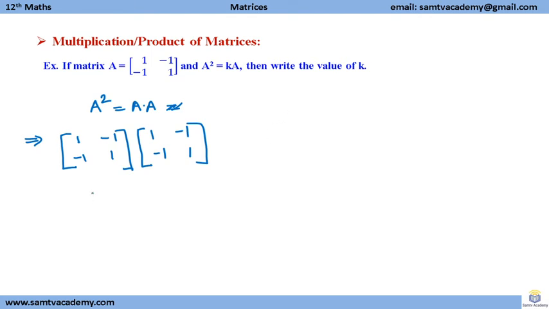Okay, so here we will calculate the value of A square. A square will be a 2 by 2 matrix, so we will multiply row into column. So 1 into 1 plus minus 1 into minus 1. Okay, 1 into 1 minus 1 into minus 1.